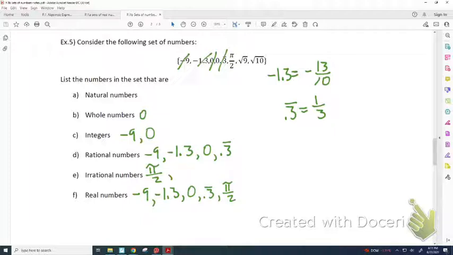Square root of 9 is a trick question because square root of 9 is 3. So it's all of them except irrational.